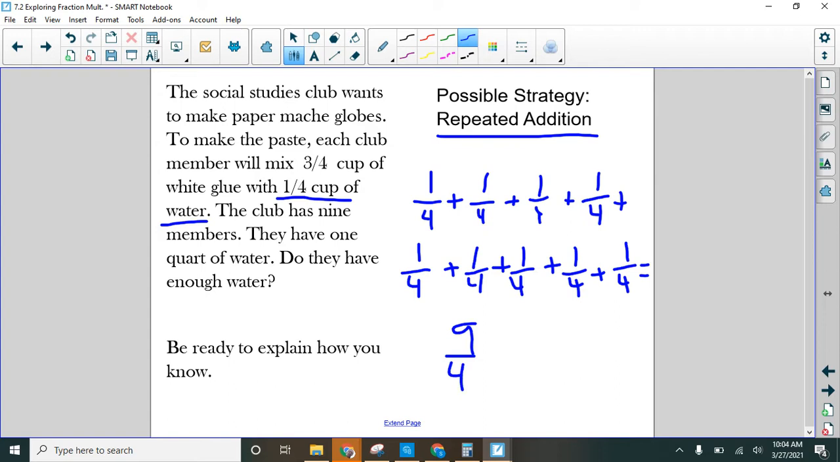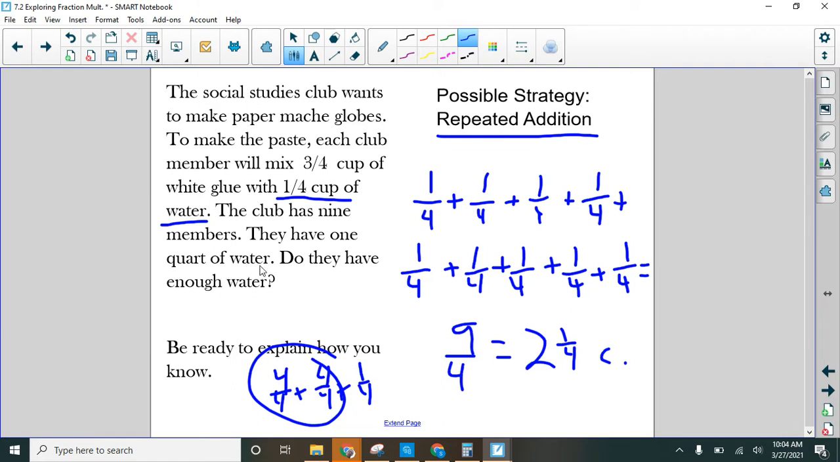Now I don't want to leave that as an improper fraction. I want to change it into a mixed number. So I can think, how many 4s are in 9? Well, 2 and 1 left over. 9/4 is the same as 4/4 plus 4/4 plus 1/4. These are my 2 wholes. So 2 and 1/4 cups of water. Now, we haven't decided whether or not they have enough, because they have a quart. What we have to figure out is how much water they need. So 2 and 1/4 cups.